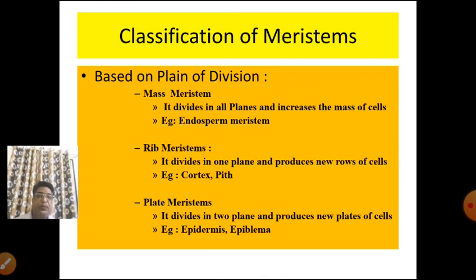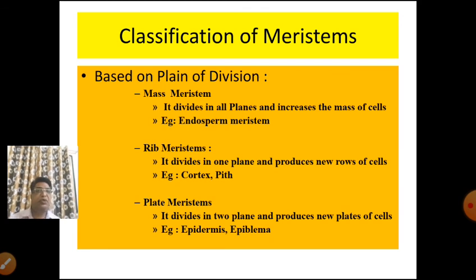Third type is plate meristem. It divides in two planes and produces new plates of cells, and for example they produce epidermis, and epiblema layer in shoot and roots. So these are three types of classification of meristems.